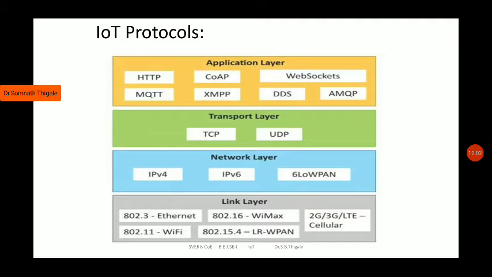Now next is 2G, 3G, LTE cellular. These are known as different generations of mobile communication standards. The second generation, known as 2G, is GSM, Global System for Mobile Communication, which uses GSM technology. Then there was an evolution, one more technology called CDMA, which stands for Code Division Multiple Access. There was a limitation that earlier we could only send text messages.